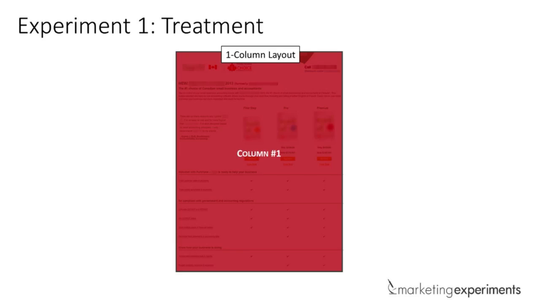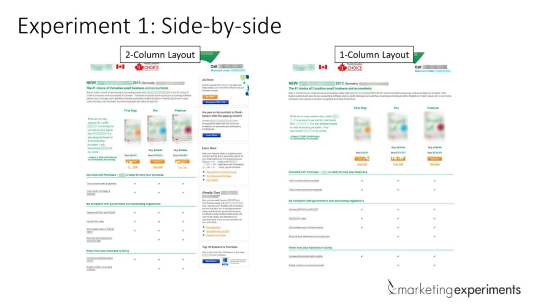Let's take a look at it side by side real quick. The only difference is the number of columns. That whole right column on the control was eliminated, so the text was just spread out over that pixel width. So let me get your thoughts. Audience, which one is the winner? Control or treatment? Two or one column?